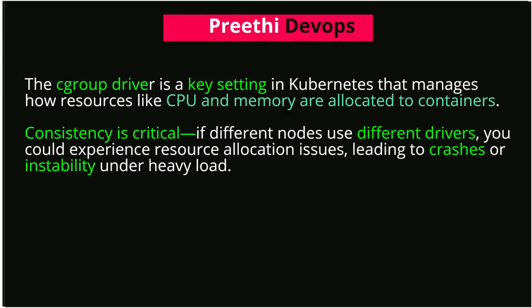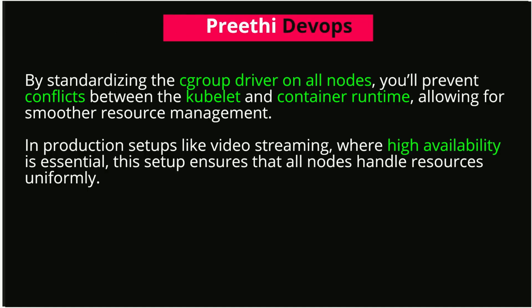The Cgroup driver is a key setting in Kubernetes that manages how resources like CPU and memory are allocated to containers. Consistency is critical. If different nodes use different drivers, you could experience resource allocation issues, leading to crashes or instability under heavy load. By standardizing the Cgroup driver on all nodes, you'll prevent conflicts between the kubelet and container runtime, allowing for smoother resource management. In production setups like video streaming, where high availability is essential, this setup ensures that all nodes handle resources uniformly.